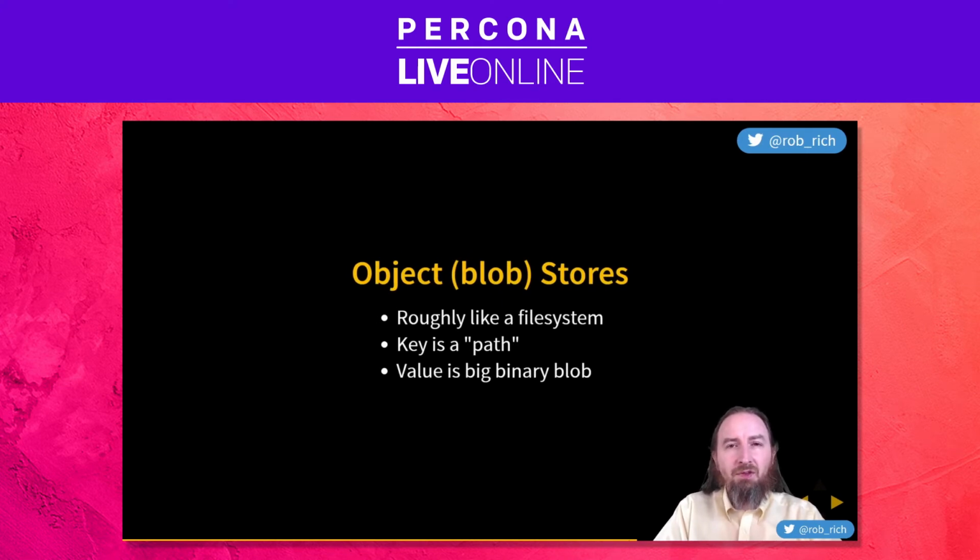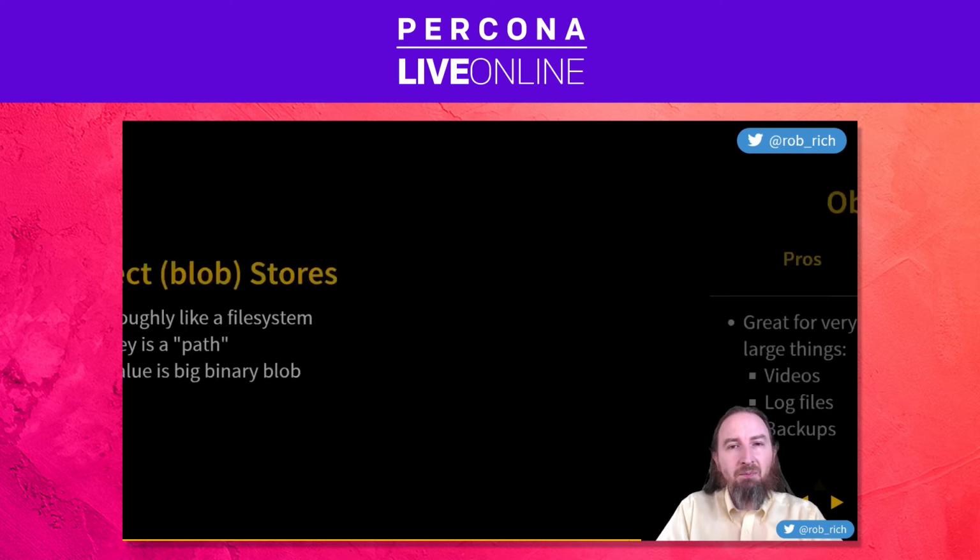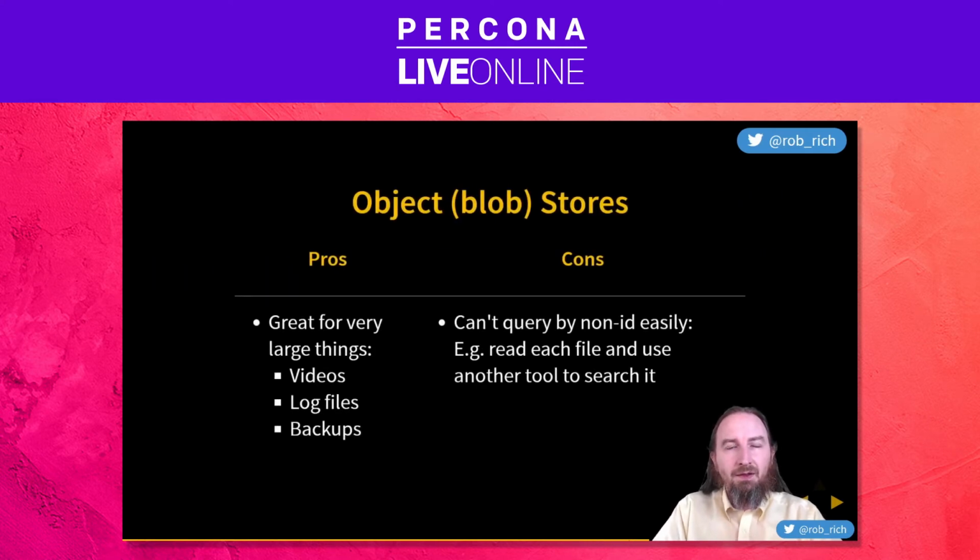Next, object or blob stores. We can think of this roughly like a file system. Amazon S3 is a great example. Now, it isn't a file system. We don't actually have folders, but we can put in forward slashes and pretend that they are folders. Now, the value is a big binary blob. This is great for storing large image files, movies, database backups, things where we need cold storage to be able to store a lot of content.